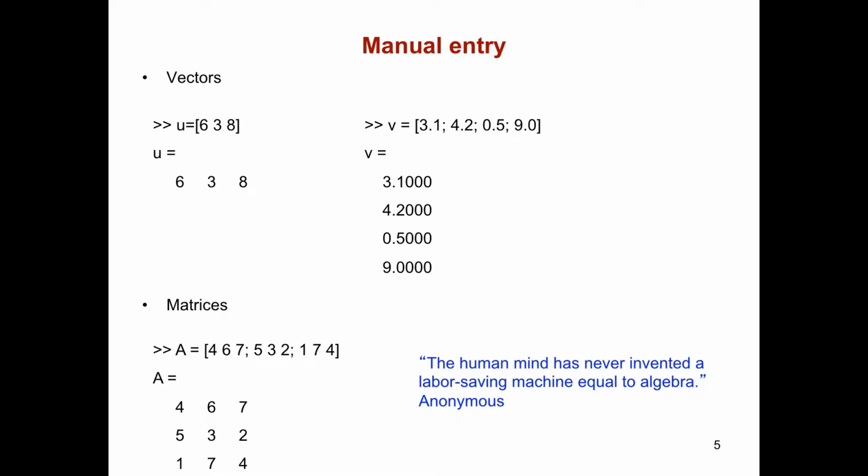So, again, as I pointed out, vectors, so go ahead now and type these in. Type in U, type in V. If I want a column vector, I will have to put a semicolon after every entry to create a column vector. And here's a matrix. So type those in just to practice.